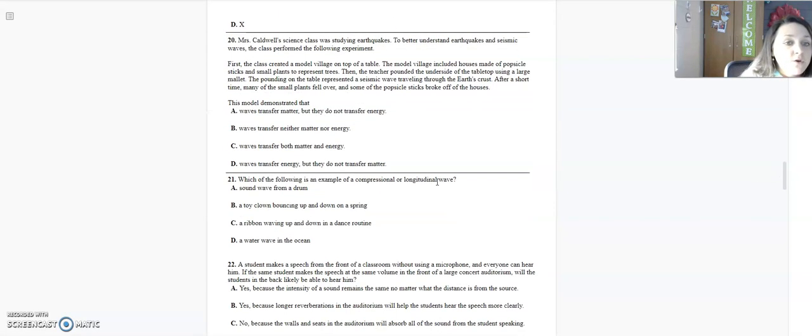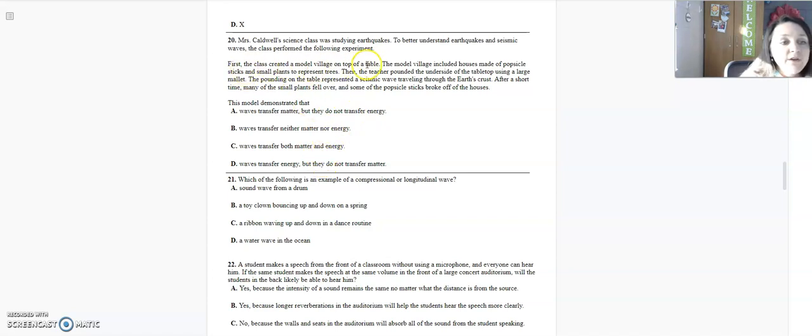All right, so to understand earthquakes, now we know earthquakes travel compressionally and longitudinally. So they did this experiment and they found, just think about an earthquake. So this says waves transfer neither matter nor energy. Not true. Waves transfer both matter and energy. Sometimes. Waves transfer energy, but they don't transfer matter. Or waves transfer matter, but not energy. It's not this one. It's not that one. So it has to be one of these two things.